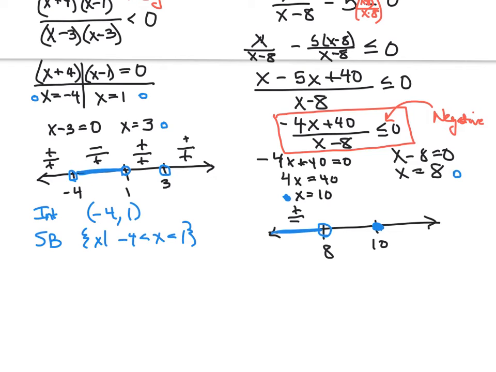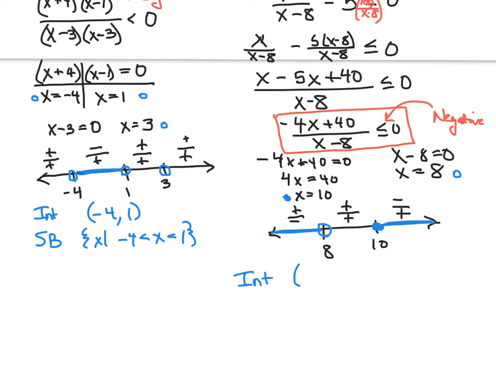Try the number 9. So when I try 9 for x, my numerator is giving me positive. My denominator is also positive. So positive divided by positive is positive, and that's not part of my solution set. Now pick 11. Negative 44 plus 40, that's a negative numerator. Positive denominator. So negative divided by positive does give me a negative answer. So I've got those two sections on my number line.